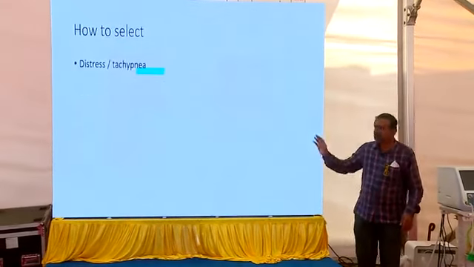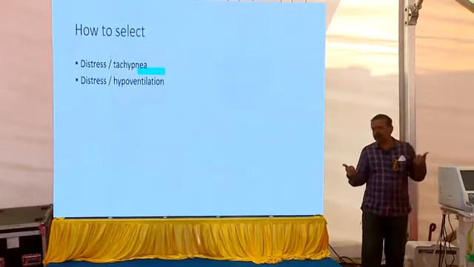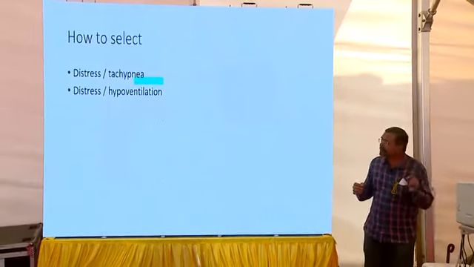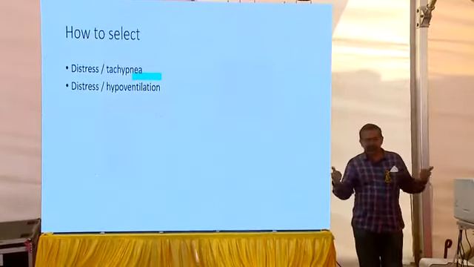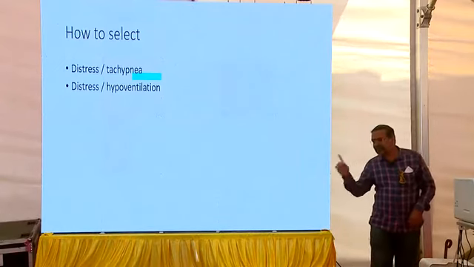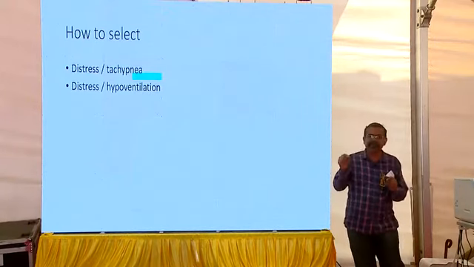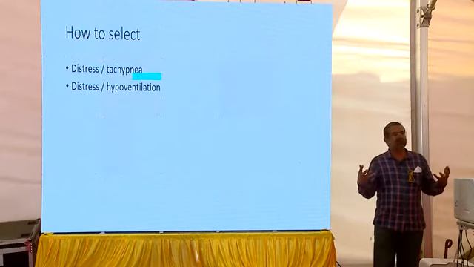How to select? Whenever we are selecting a given patient for volume or pressure, first of all, find out whether the baby is having distress more than tachypnea or tachypnea more than distress. Very important. People say the baby is having distress and tachypnea. No, a patient will have either tachypnea or distress. Intermittent distress with tachypnea or intermittent tachypnea, but at a given moment, the patient can't have both. What is more? That is important.